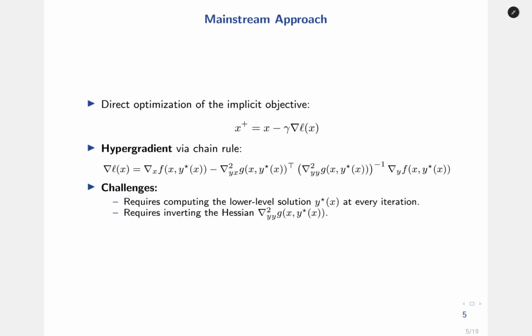Once we define the implicit objective L of x, the most straightforward approach is simply to run gradient descent on this function. To do that, we need the gradient of L, which is often called the hypergradient. Using the chain rule, we can express this hypergradient in terms of the derivatives of f and g along with the optimal lower level solution. However, computing these quantities is expensive for two main reasons. First, we need to solve the lower level problem at every iteration in order to obtain y star of x. Second, the hypergradient formula involves inverting the Hessian of g with respect to the lower level variable, which can be costly or unstable in high dimensions. These two operations make the mainstream approach difficult to scale and motivate the need for more efficient alternatives.